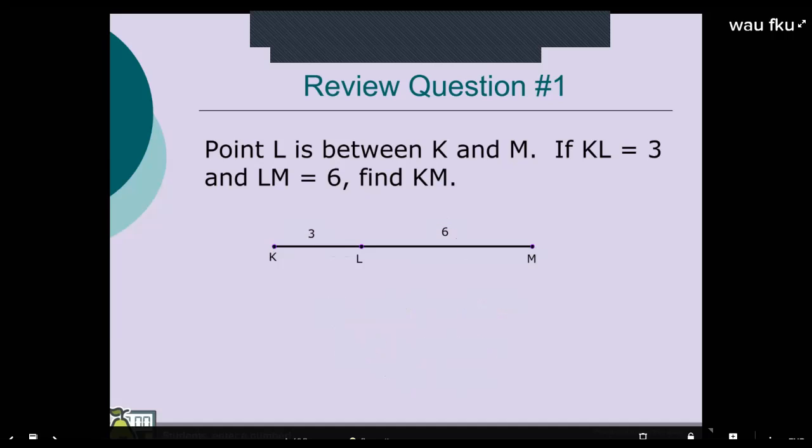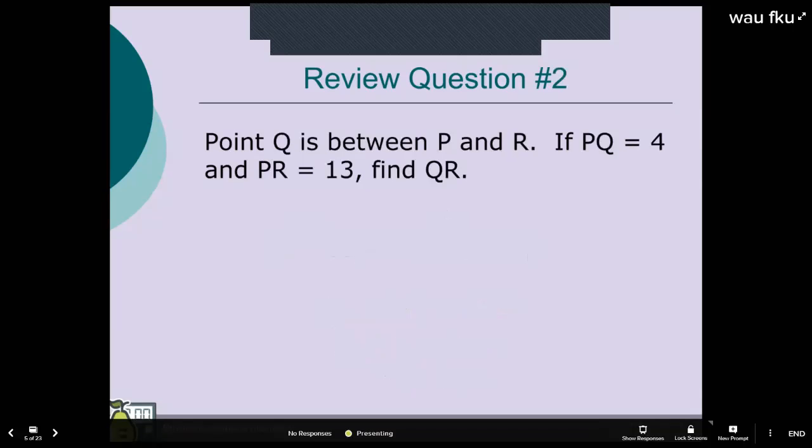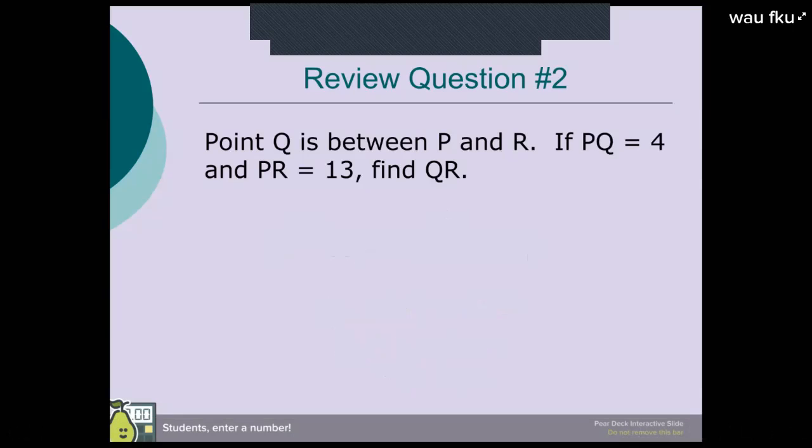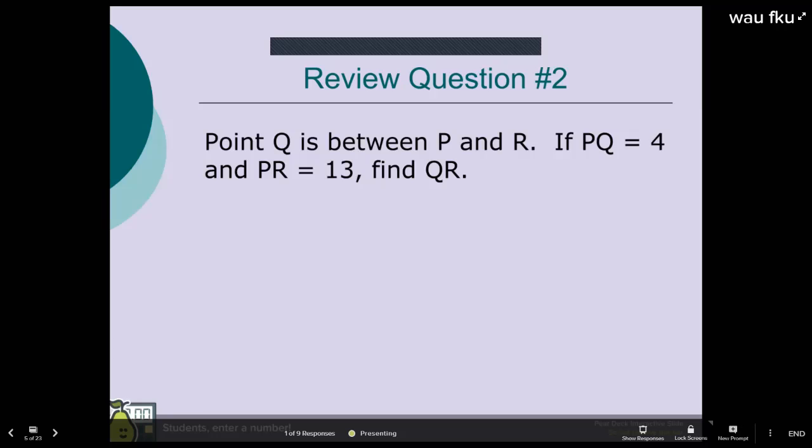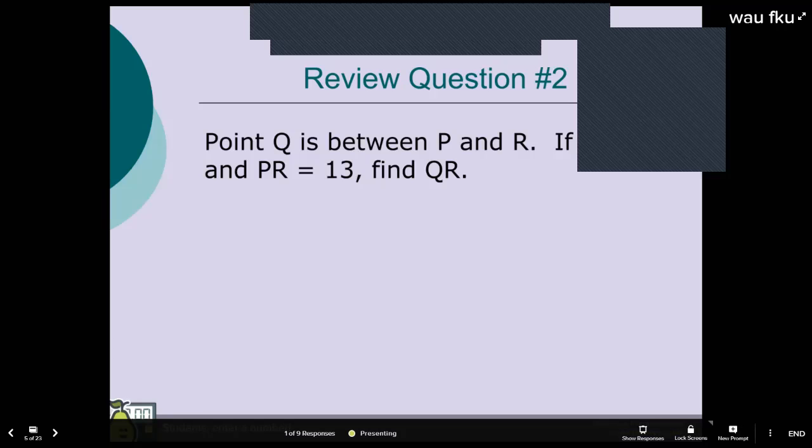Okay, next question. I did not give you the diagram on this one. Remember, you can always draw your own diagram. I did not set up the pear deck for that, but you can grab a sheet of paper and draw your own diagram. You're just drawing a straight line and putting some points on it and then filling things in that the question gives you. So this question is, point Q is between P and R. If PQ equals 4 and PR equals 13, find QR. I'll give you guys a couple minutes, see what you do with this.